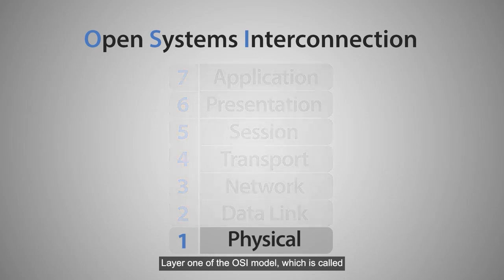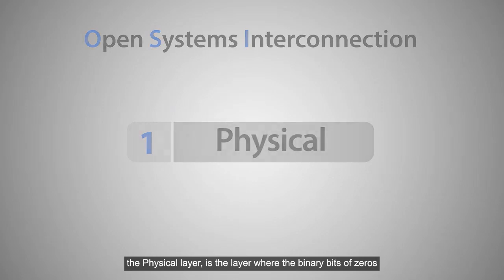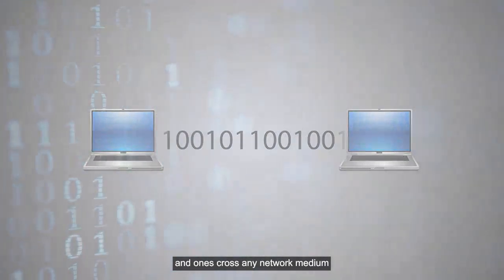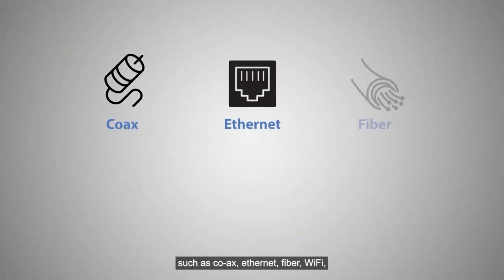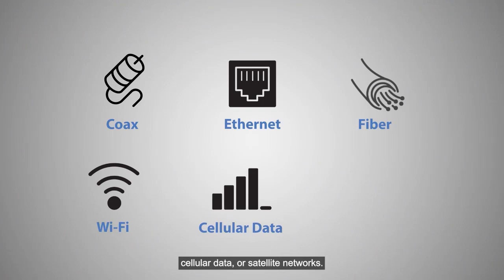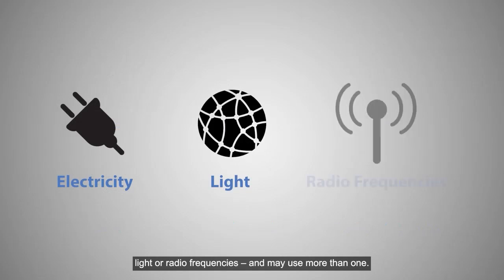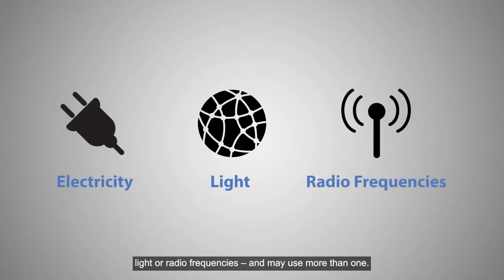Layer 1 of the OSI model, which is called the physical layer, is the layer where the binary bits of zeros and ones cross any network medium, such as coax, Ethernet, fiber, Wi-Fi, cellular data, or satellite networks. Each of these network media types move the zeros and ones from one place to another using either electricity, light, or radio frequencies, and may use more than one.